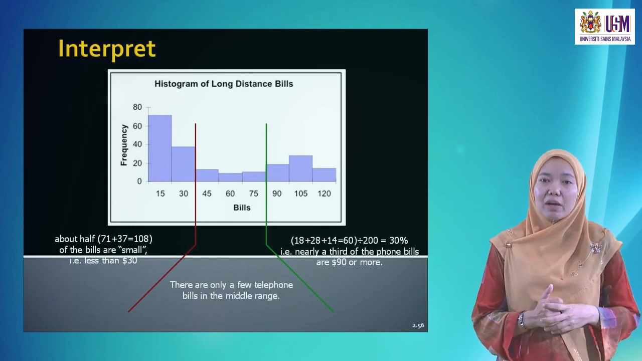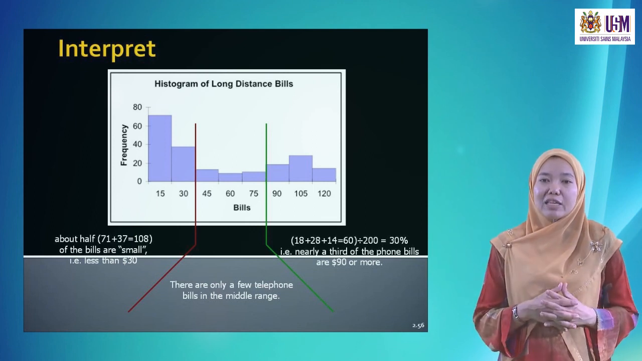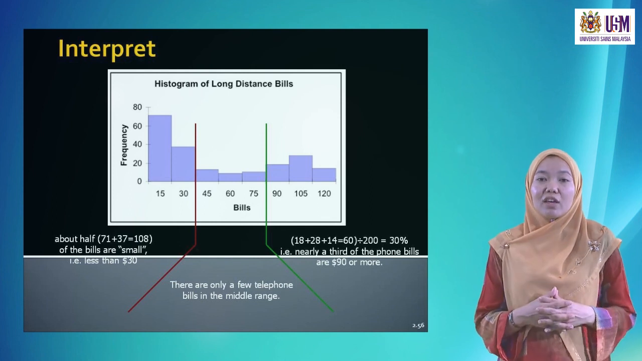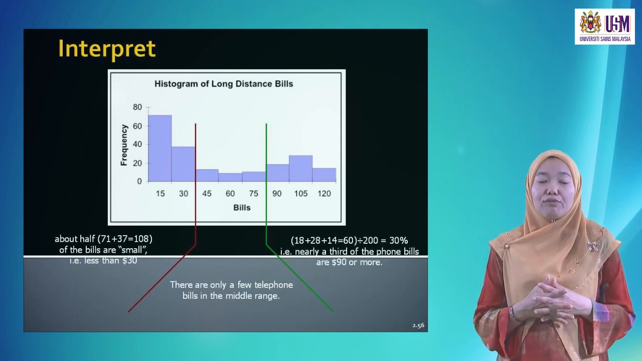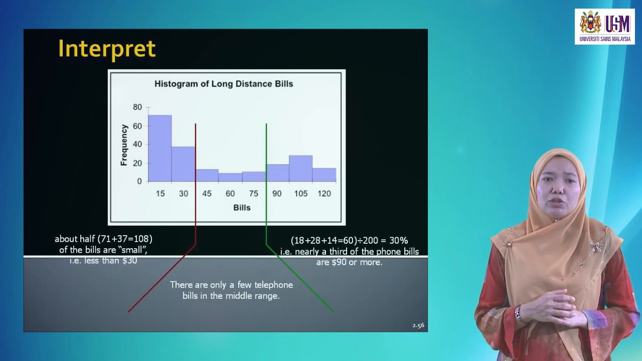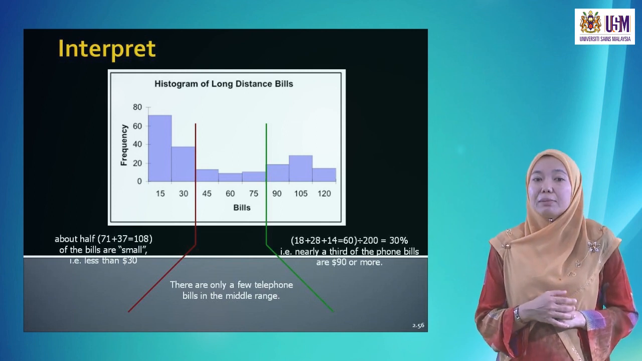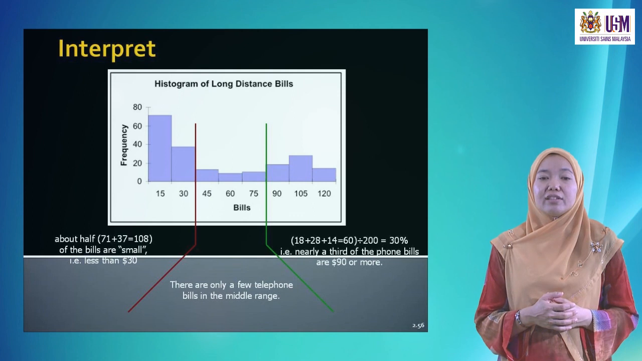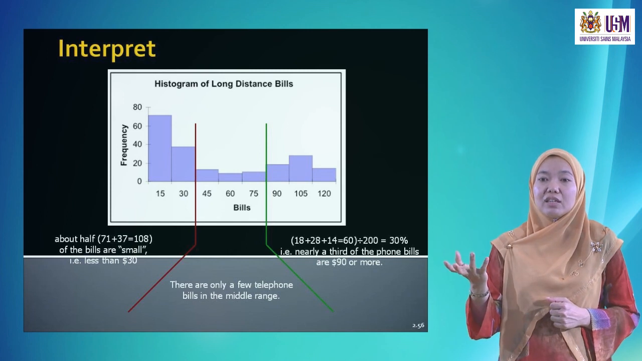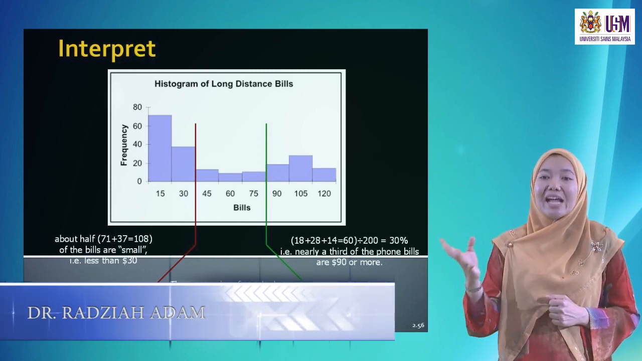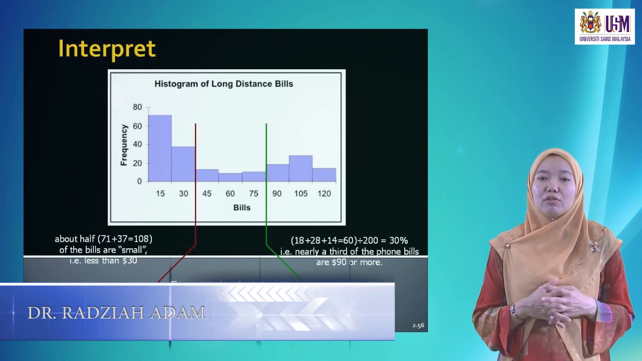You can read the details about the data set in the textbook. But basically, if you are a manager of this company, for example, like Ananda of Maxis, you can make a better business plan in terms of what telephone packages you are going to offer by looking at this histogram. About half, 71 plus 37, which equals 108 of the bills, are relatively small, that means less than $30. Another 30%, 18 plus 28 plus 14 plus 60 divided by 200, nearly one-third of telephone bills are more than $90. In between, there are only a few telephone bills in the middle range.